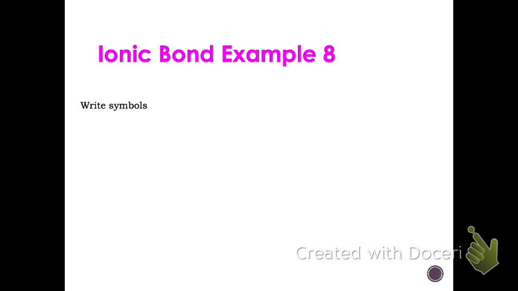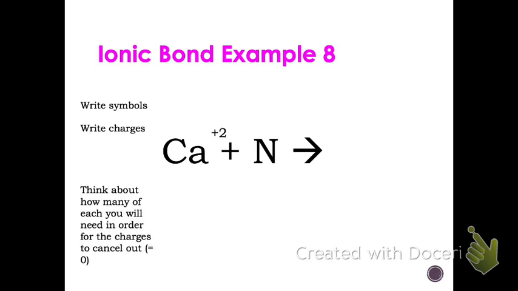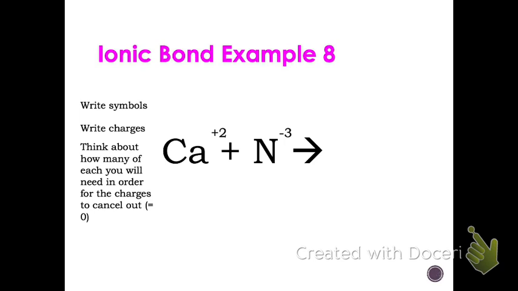All right, one last example. This is the compound between calcium and nitrogen. So we're going to look up the charges. We're going to use either our periodic table or the ion chart, and we're going to put our charges in. And then we've got to think, well, how many of each of these will it take for all the charges to cancel out? To do that, it's going to take 3 calciums and 2 nitrogens.